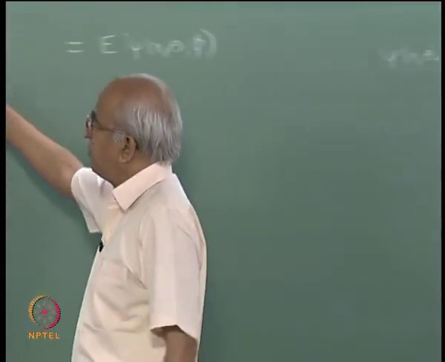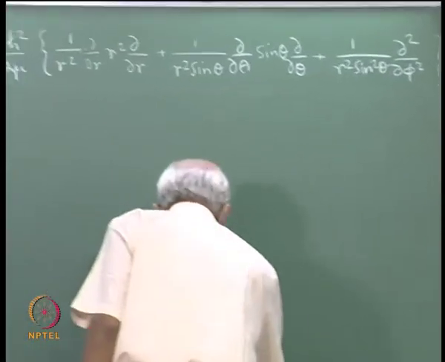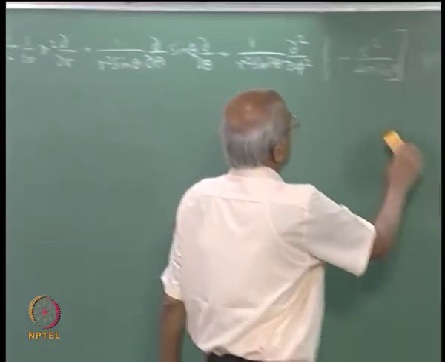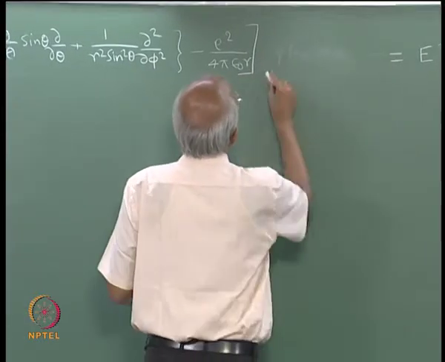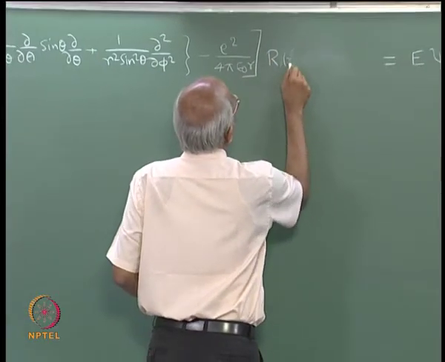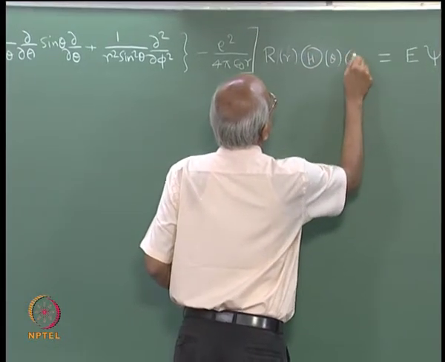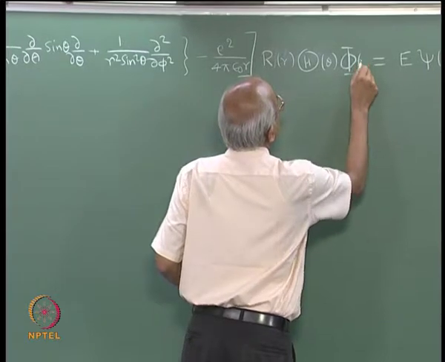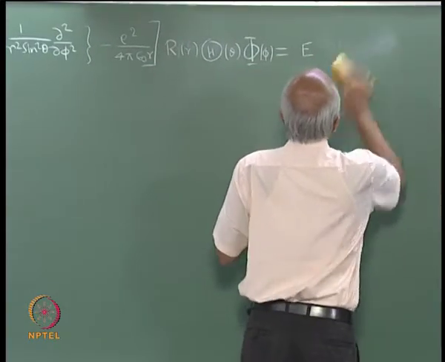So, what we do is we take this and put it into the full Schrodinger equation. Wherever psi occurs, we are going to put that. So, let me rub off this psi and put capital R, capital theta and capital phi, and do the same thing here on this side.